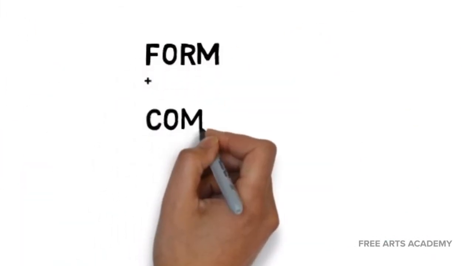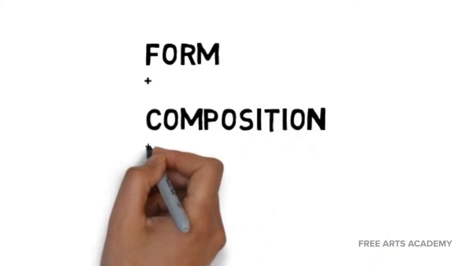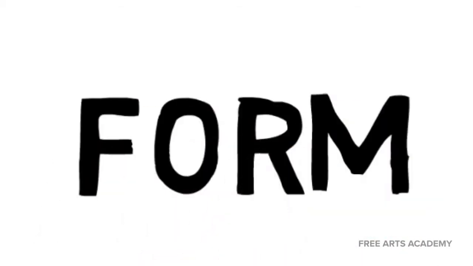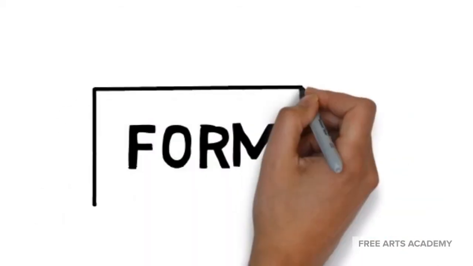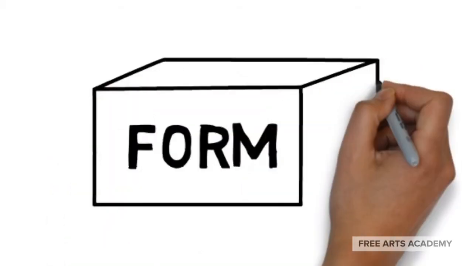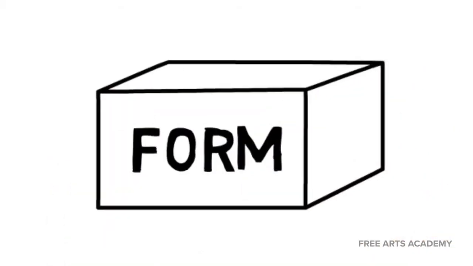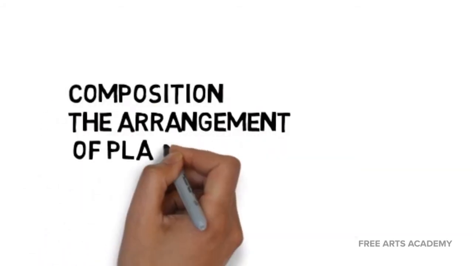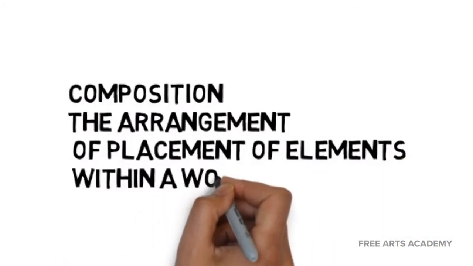That being said, this week we cover form and composition, along with shape, as they go hand in hand. Form can refer to a three-dimensional composition or object within a three-dimensional composition. Composition is the arrangement or placement of elements within a work of art.